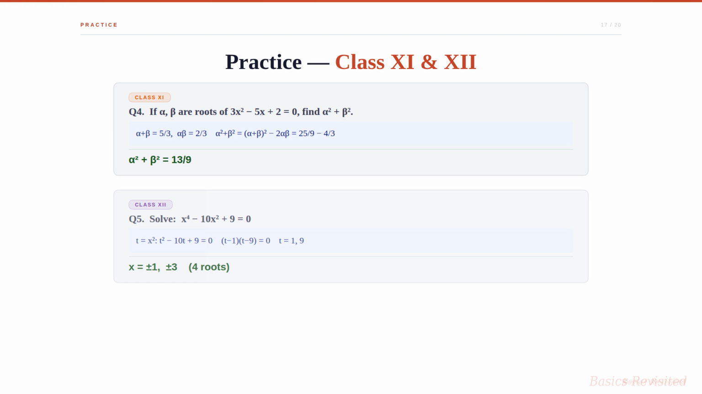Question 5, Class 12. Solve x to the power 4 minus 10x squared plus 9 equals 0. Put t equals x squared. Roots are x equals plus or minus 1 and x equals plus or minus 3. 4 roots in total.